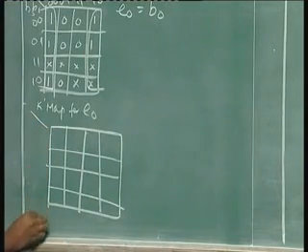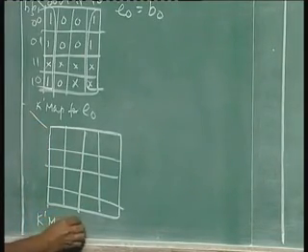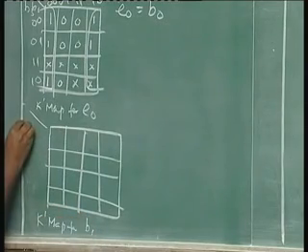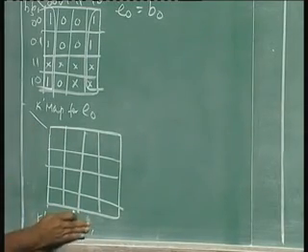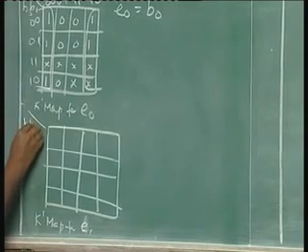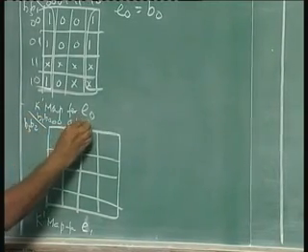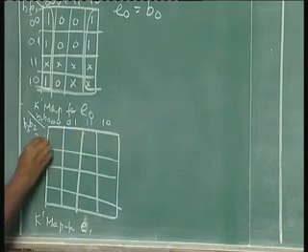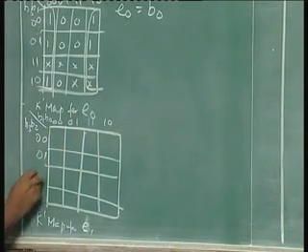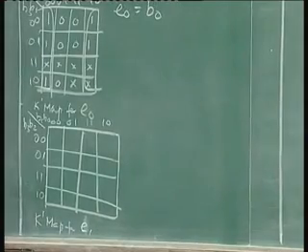This is the map for A1, B1. So again it is E1. This is B3, B2, B1, B0. More time is drawn by writing the map than the actual simplification process. So now I have to take the second entries here.